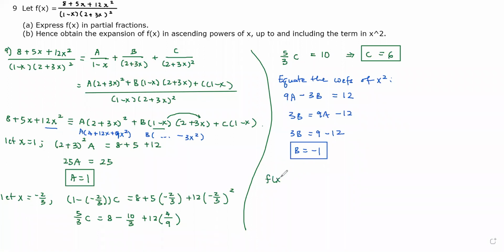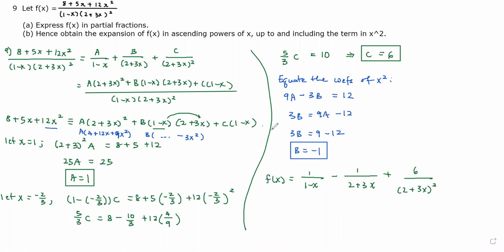f(x) can now be written as: A is 1, so we have 1 over 1 minus x. B is negative 1, we have negative 1 over 2 plus 3x. And C is 6, we have 6 over the square of 2 plus 3x. Therefore, we have expressed f(x) in partial fractions.